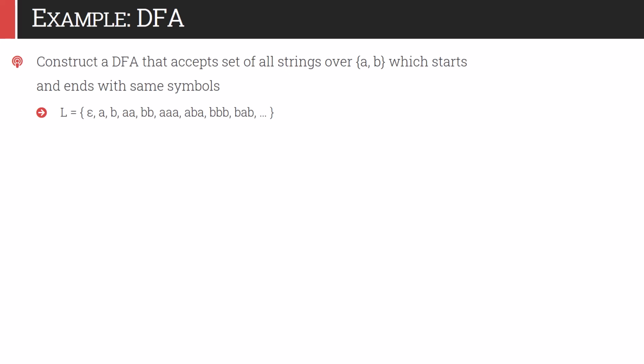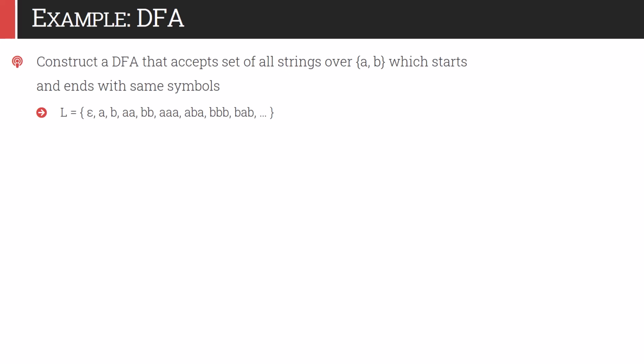Okay? So now epsilon would be part of the language, because epsilon has the same start and end symbol, because there is no symbol. So no A, no B. Similarly, only string A is starting with A and ending with A. Only symbol B is also starting with B and ending with B. So they have the same start and end symbols.